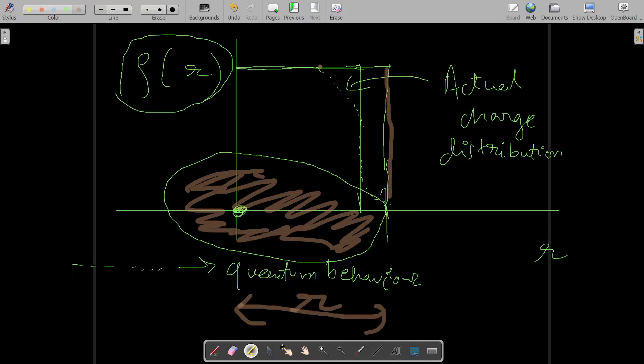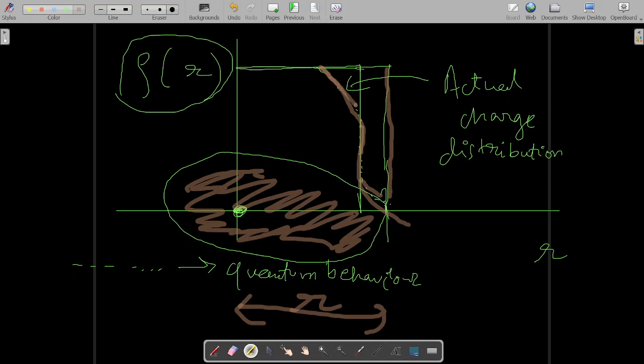But the actual charge distribution looks something like this. It means there is no abrupt fall in the probability of finding the proton or neutron, the nucleon. It does not abruptly fall to zero.